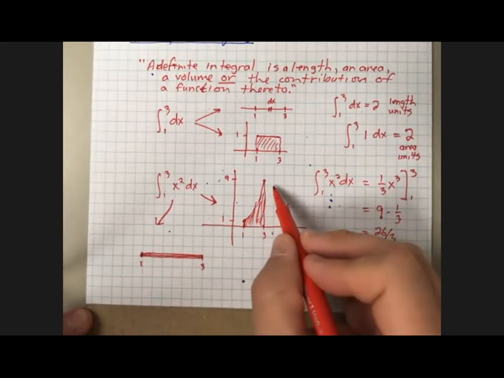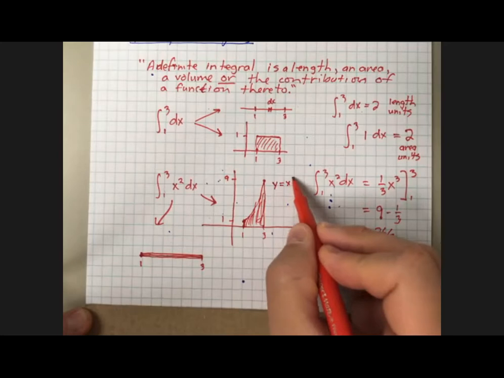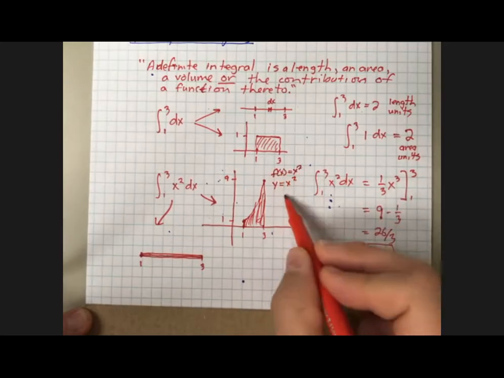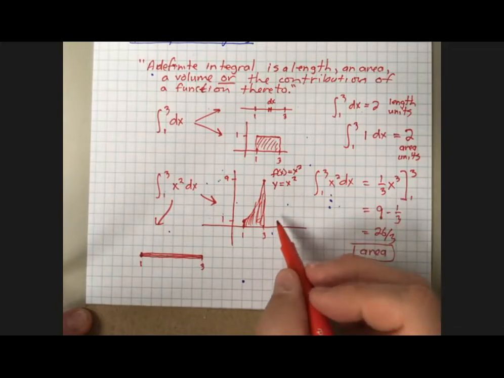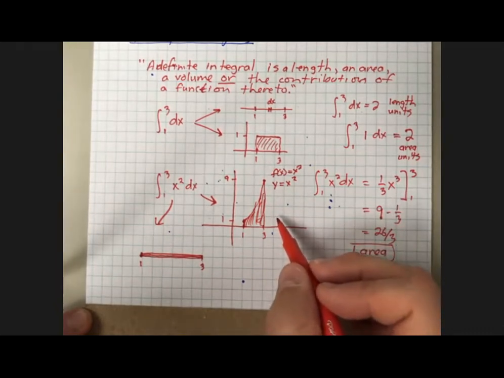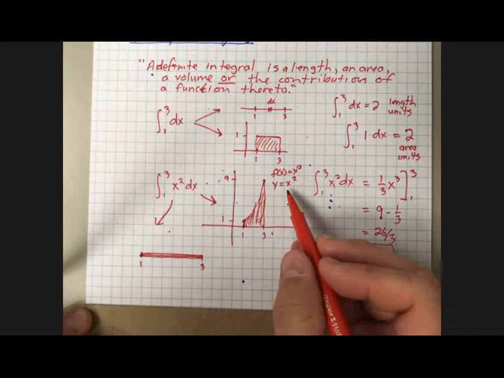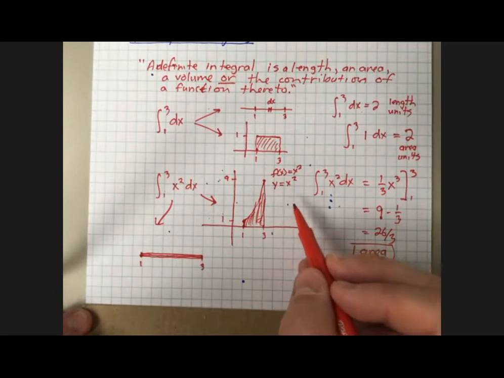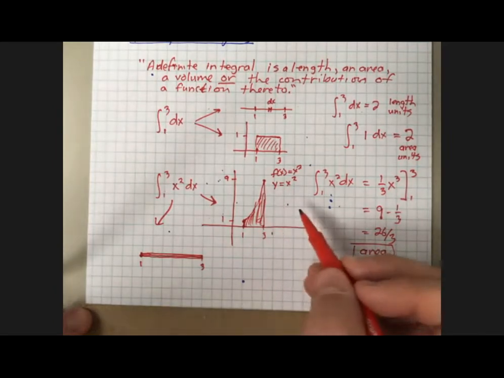What if this function, f of x equals x squared, represented density, mass per unit length? Now, I don't want to think about this in a very fancy way yet, because we'll talk about density and center of mass later.